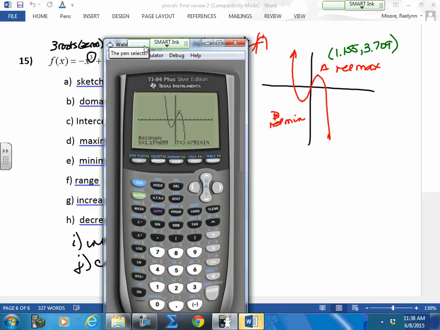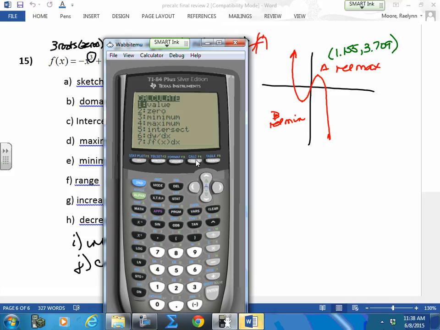Okay, now we're going to do the same thing with your min. Second trace, we're going to do a min. We're going to bring it to the left of that minimum point. Then we're going to bring it to the right of that minimum point. Then we're going to guess. We're going to get there as well. 3 decimal places.